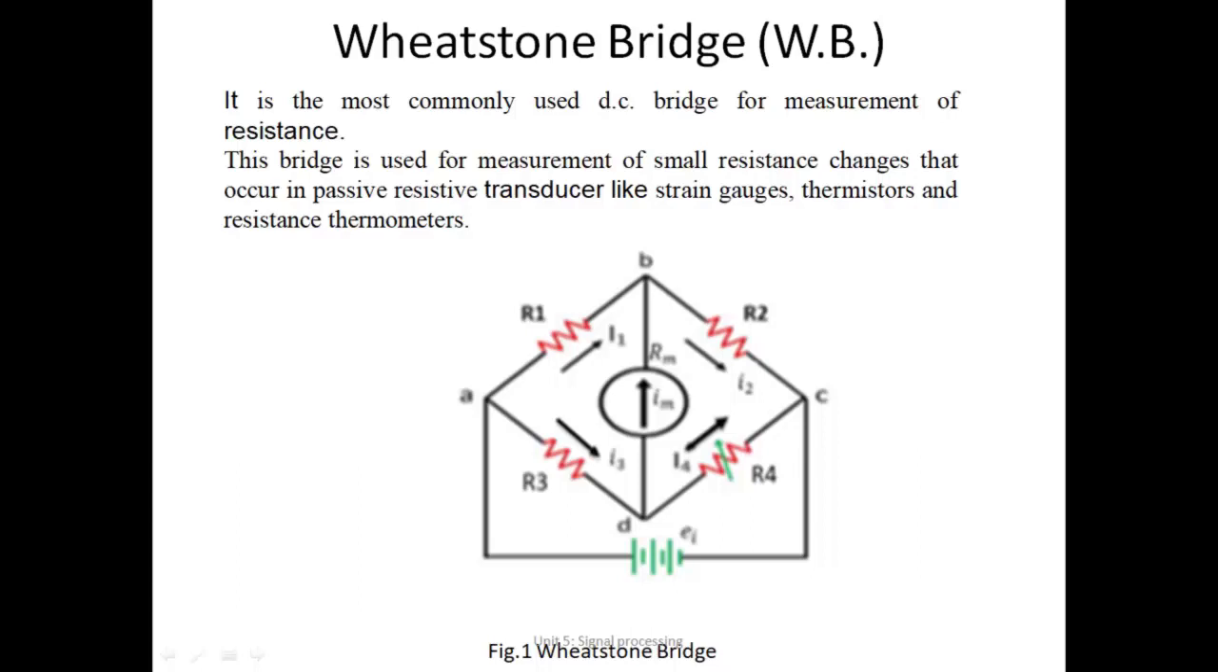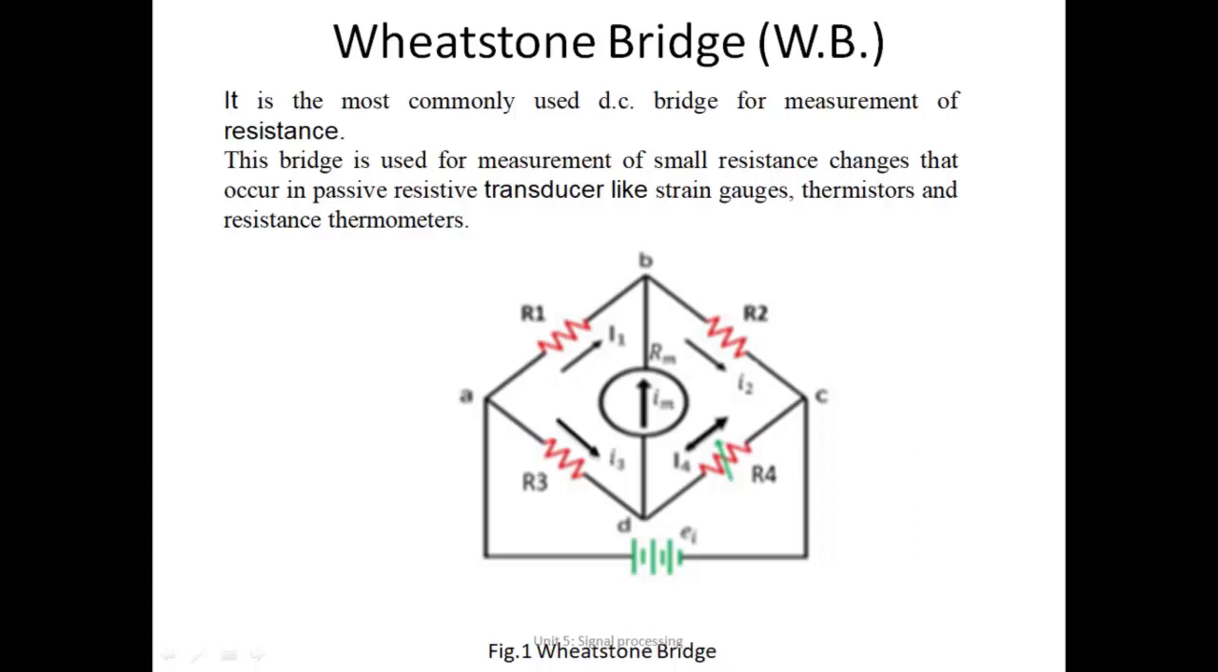A Wheatstone bridge is an electronic device, or a kind of circuit, in which you have four resistances attached as four arms of the bridge, as you can see in the figure. Under perfect balance conditions, there is no current flowing in the center branch. If R1 upon R2 is equal to R3 upon R4, then it is called a balanced Wheatstone bridge, and there is no current flowing in the central branch. This is the most commonly used DC bridge for the measurement of resistance.